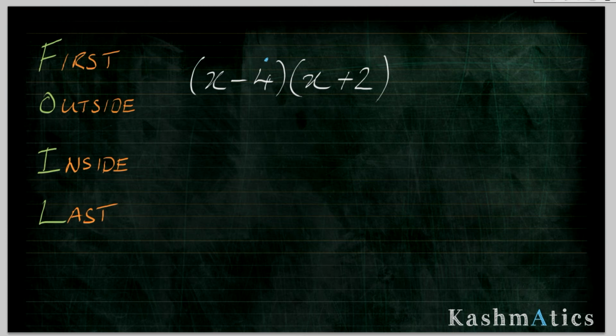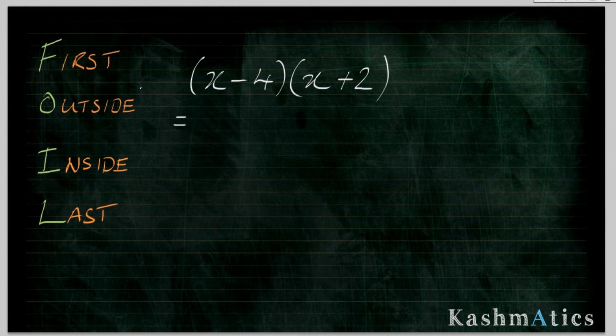And it's important that you actually know which ones are which. So the first two terms are the x and the x. The outside two terms are the x and the 2. The inside two terms are the minus 4 and the x. And the last two terms are the minus 4 and the 2. So let's just go ahead and multiply these brackets out.